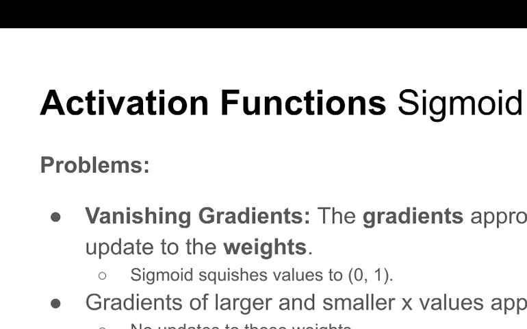So what are some problems with this? There's this idea called vanishing gradients. What this means is that the gradients approach zero, resulting in almost no updates to the weights. That's probably a little confusing right now, but once we go to optimization, you guys will understand what that means.